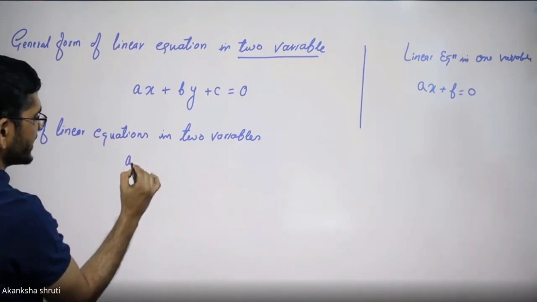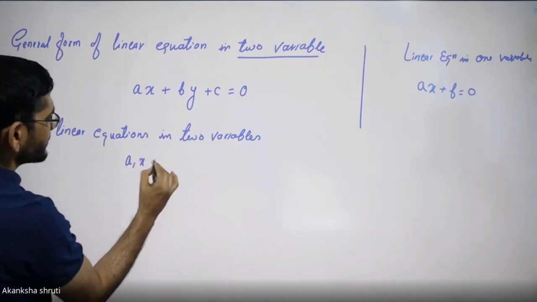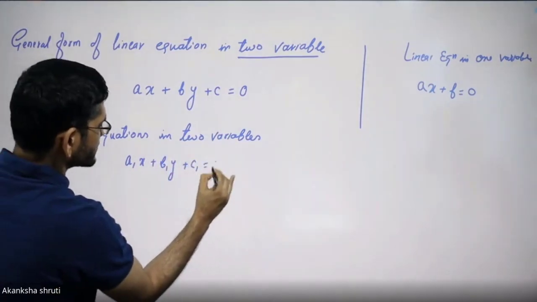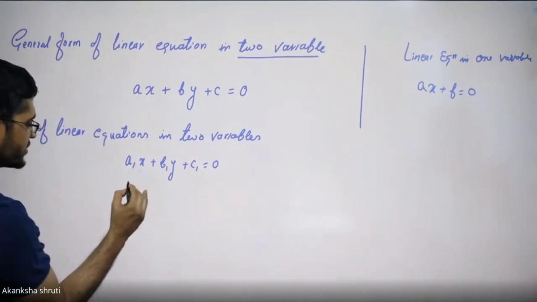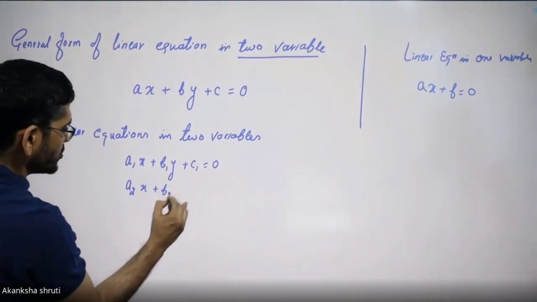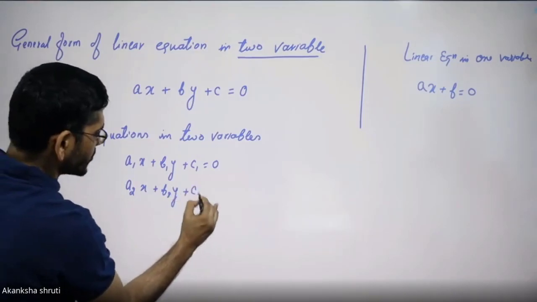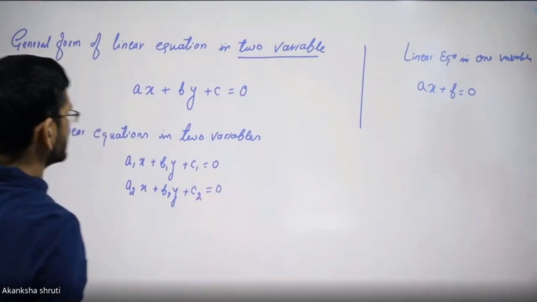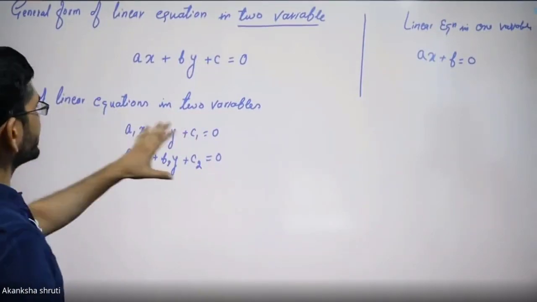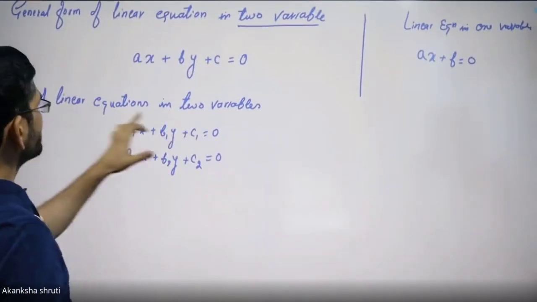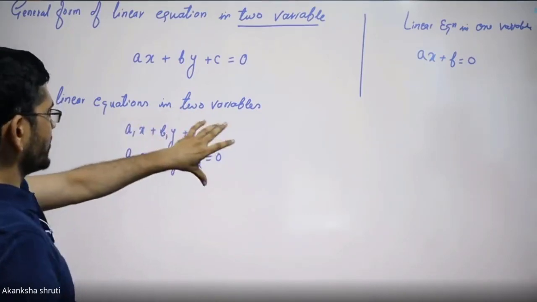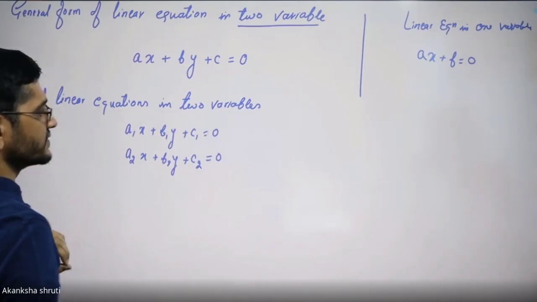So it is written like a1 x plus b1 y plus c1 is equal to 0. The other such equation, a2 x plus b2 y plus c2 is equal to 0. So this is the way of denoting the pair of linear equations. So a pair of linear equations in two variables, their general form we will always denote like this.